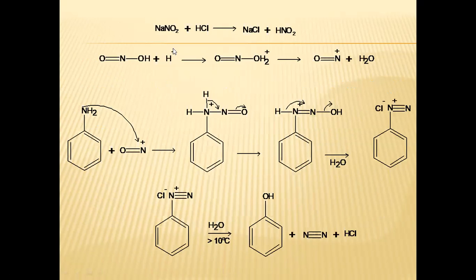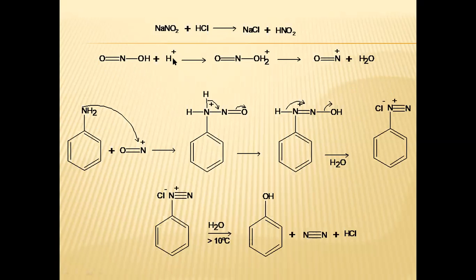So when you come to the mechanism, what is going on here is that sodium nitrite is treated with HCl, and it forms sodium chloride and nitrous acid. So the structure of nitrous acid is like this.